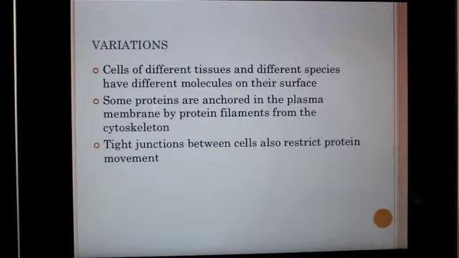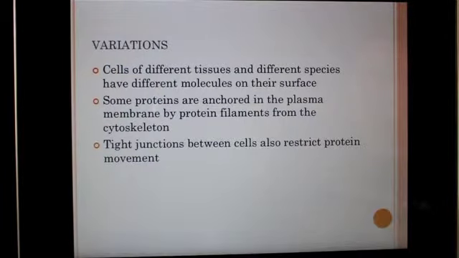Now, there are variations in this, so this isn't all the same. Cells of different tissues and different species have different molecules on their surface. This is why we can't just harvest pig organs for transplant in humans, because even though our organs are about the same shape and size, your body would say, "Holy cow, that's a pig heart," and start attacking it, due to the different molecules on the surface.